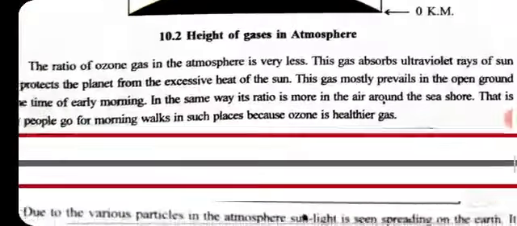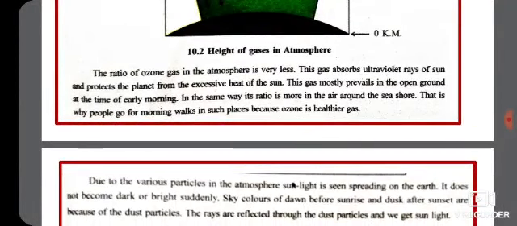The ratio of ozone gas in the atmosphere is very less. This gas absorbs ultraviolet rays of the sun and protects the planet from the excessive heat of the sun. Ozone gas, and other gases which are present in the atmosphere in very less proportion, absorb ultraviolet rays that come directly from the sun, so that it protects the earth planet from the excessive heat of the sun.